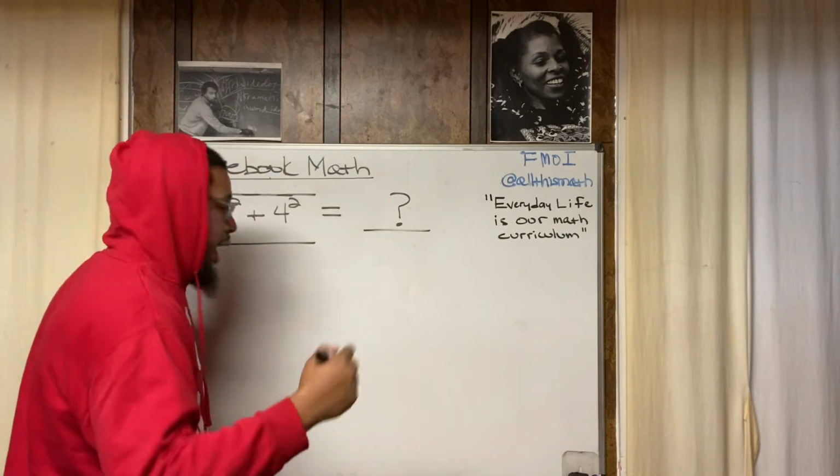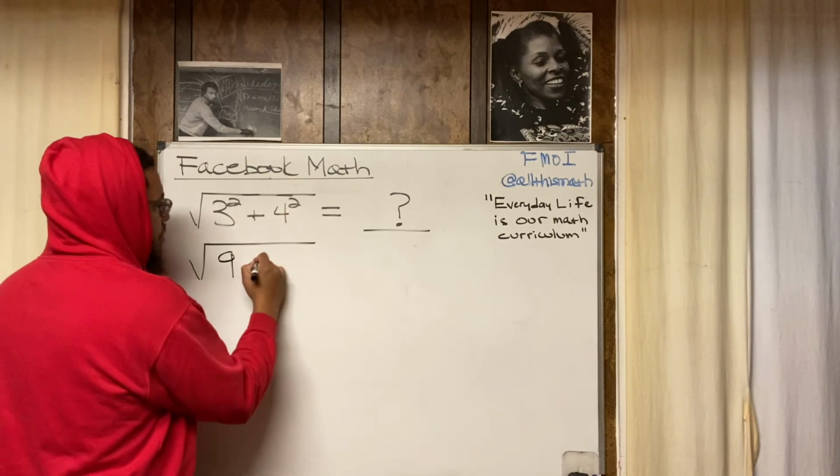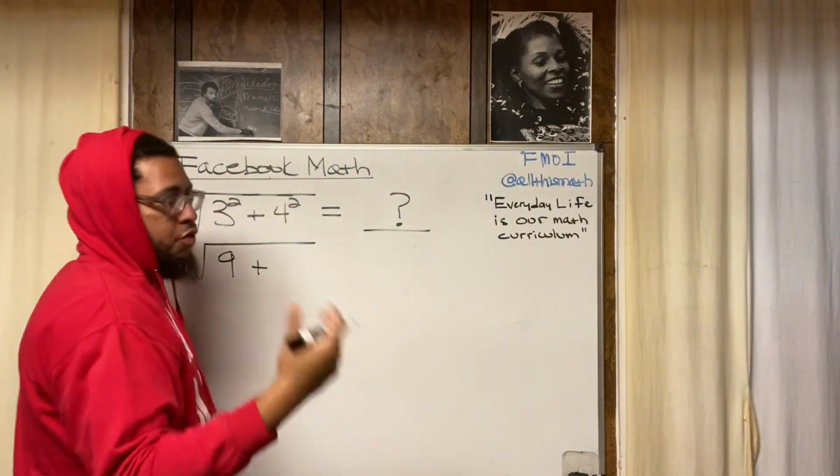3 times 3 will give me 9. You got to know your multiplication facts too. Bring the plus sign down. Then the 4. 4 is the base.